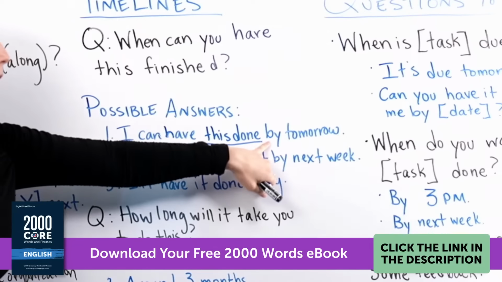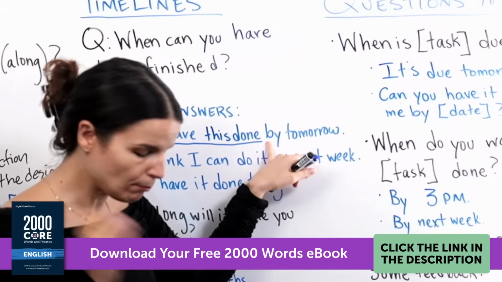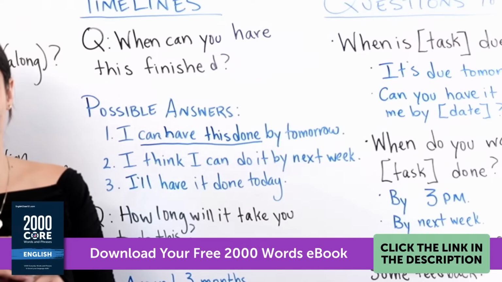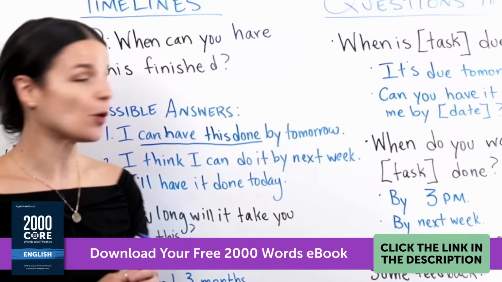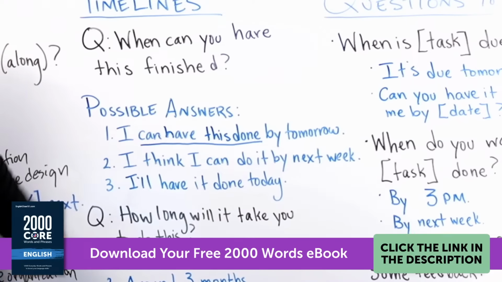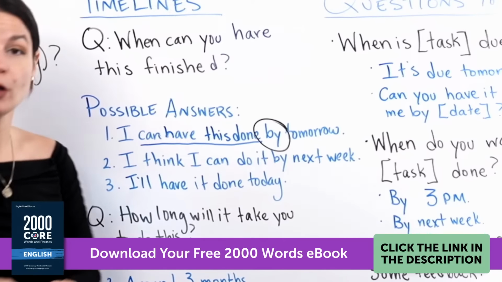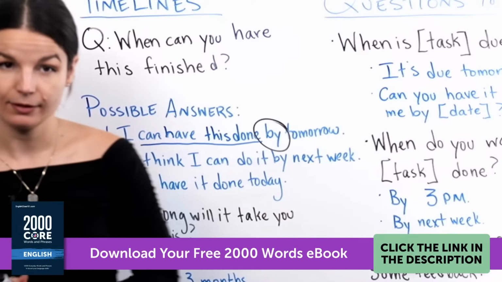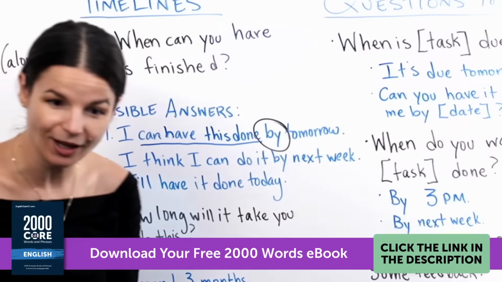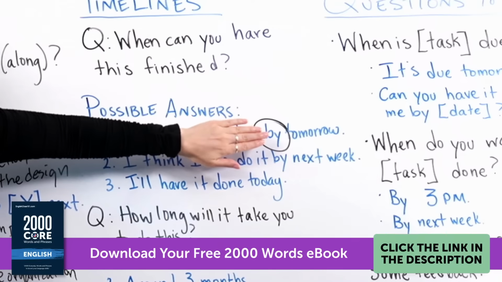So by is used here. Another important point. By means that before tomorrow is also possible. What? Before tomorrow is also possible. Maybe today is also possible, okay? By tomorrow. So we can use by here. We do not use on, okay? So I can have this done by tomorrow. If you cannot remember all of that, you can remove this. Just say by tomorrow.